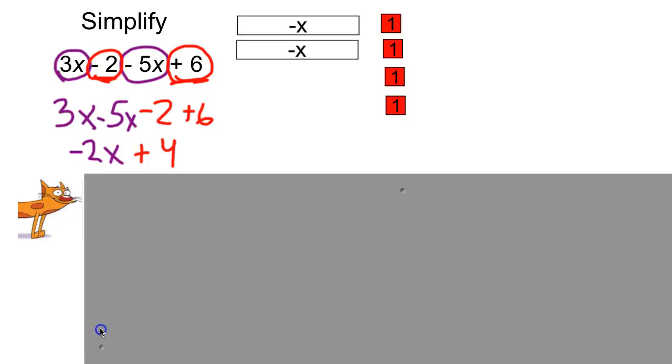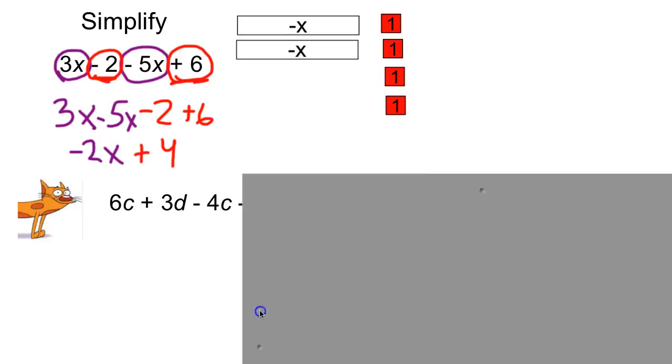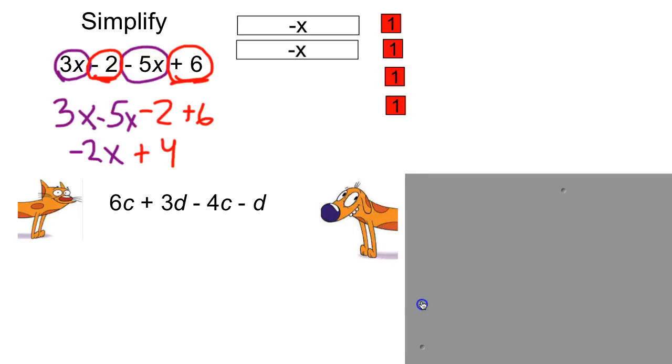Alright, let's see another example. We got a cat right there. We've got a dog right there. So this time I gave some different letters instead of X and Y. I did C and D for cats and dogs. So let's give this a try.